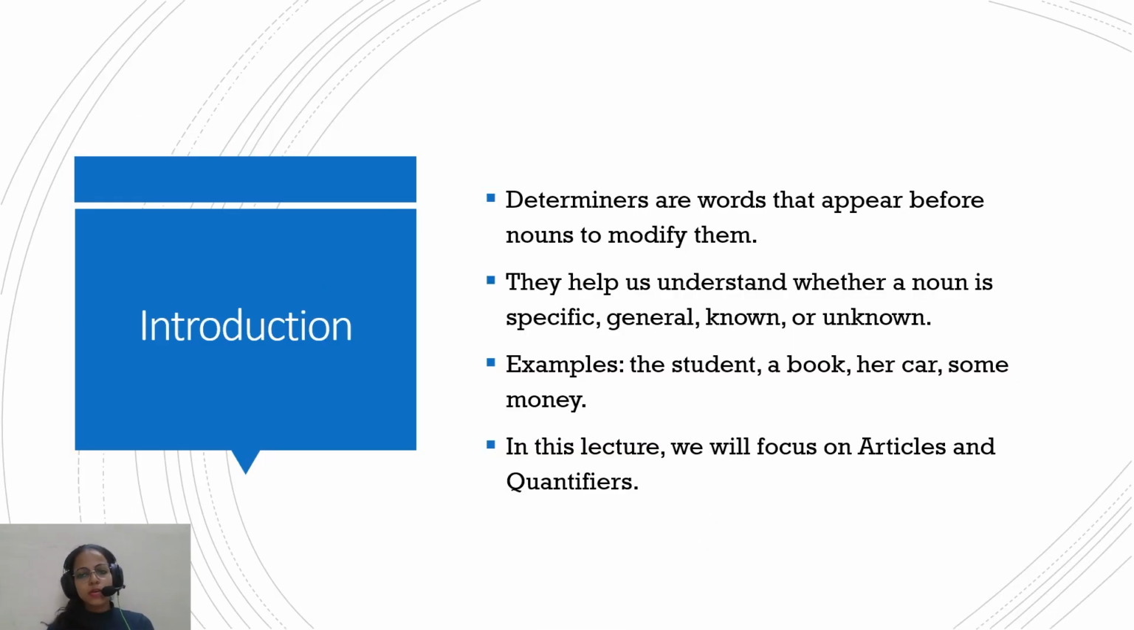In determiners we are going to cover two categories, that is articles and quantifiers. Determiners are the words that appear before nouns to modify them. They help us understand whether a noun is specific, general, known, unknown, countable, uncountable, or what.